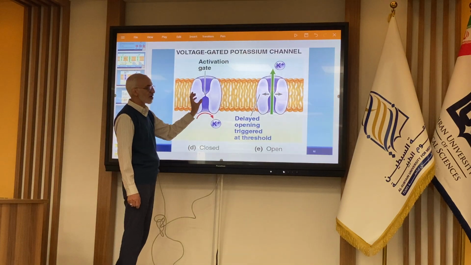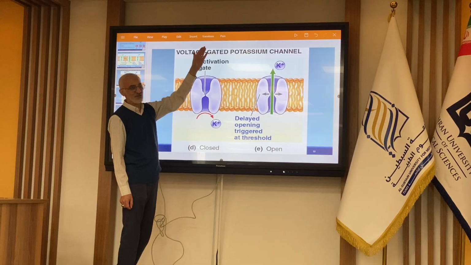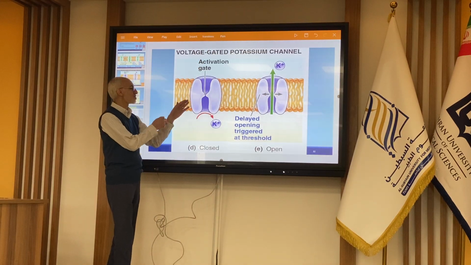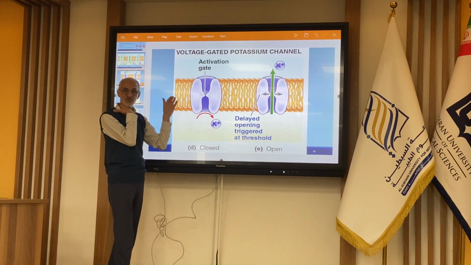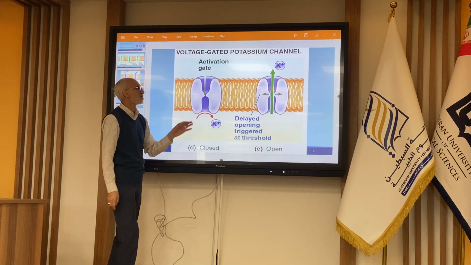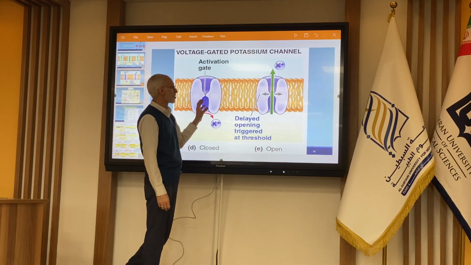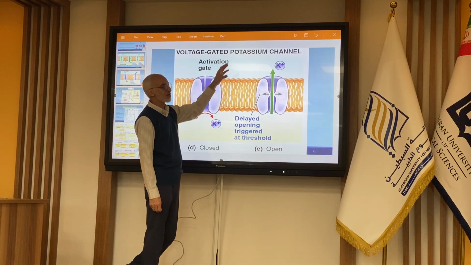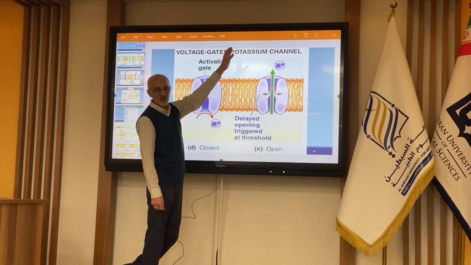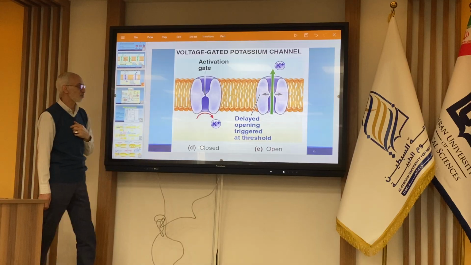So the opening of the channel occurs at the peak of the action potential. It starts to open at the same time as the sodium channel, but the full opening occurs at the peak of the action potential. So the effect of them appears at the peak of the action potential: initiation of repolarization of the cell membrane.